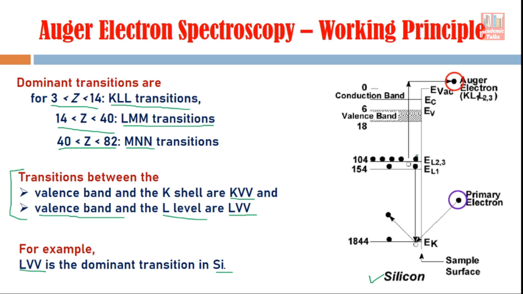Because of this reason, this technique cannot identify the elements where the number of electrons is less than 3. For example, hydrogen and helium have fewer than 3 electrons. Hydrogen has 1 and helium has 2. So we cannot identify hydrogen and helium present on the sample surface using this technique. Even if they are present, this technique cannot detect hydrogen and helium.